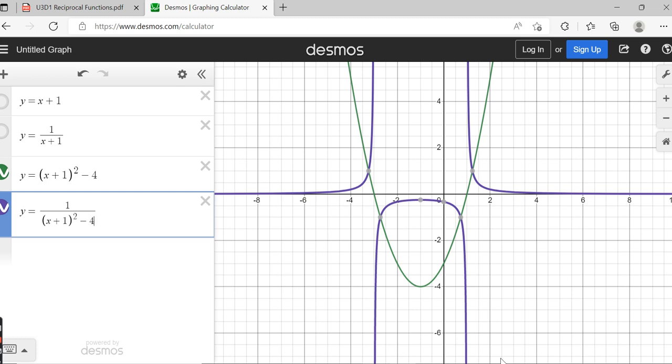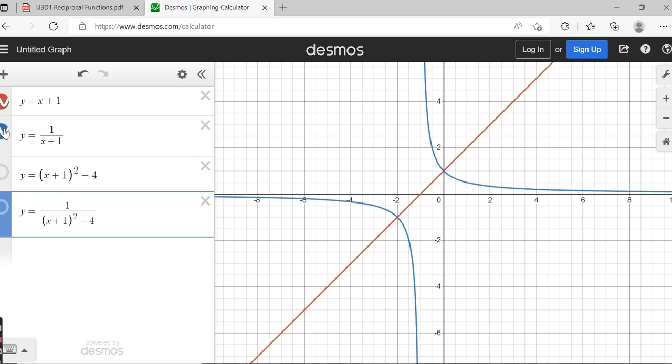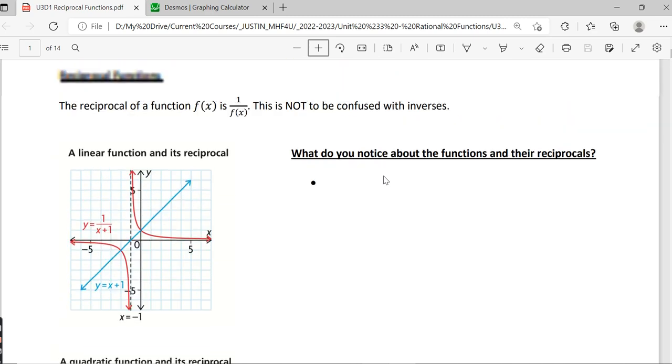Now, how do we get from our original to our reciprocal? Well, let's take a look. Let's see if we notice any patterns. A reciprocal function is simply 1 over f(x). If f(x) is our original, 1 over f(x) is our reciprocal. This is not to be confused with inverses. Inverses is something we'll talk about.